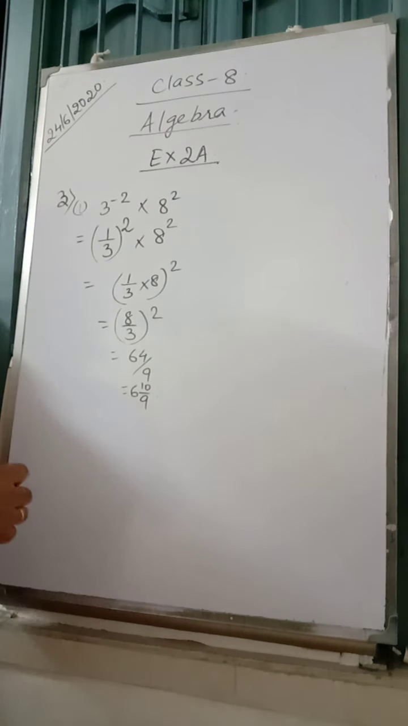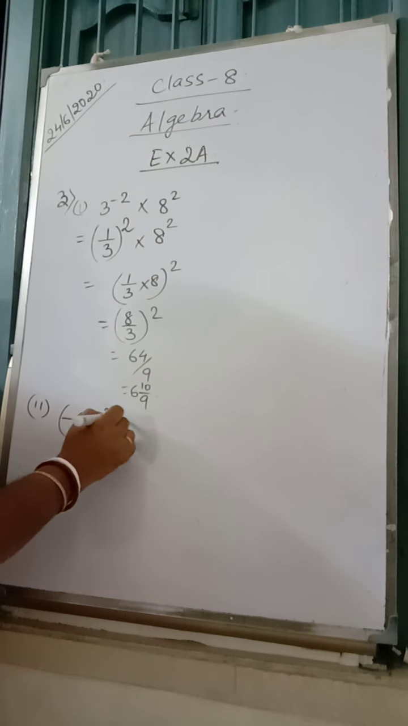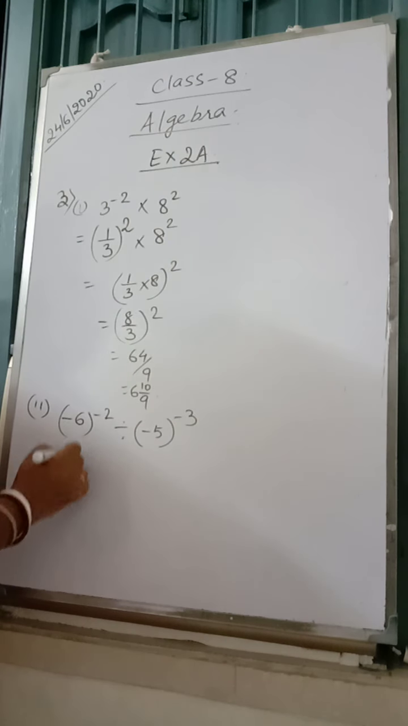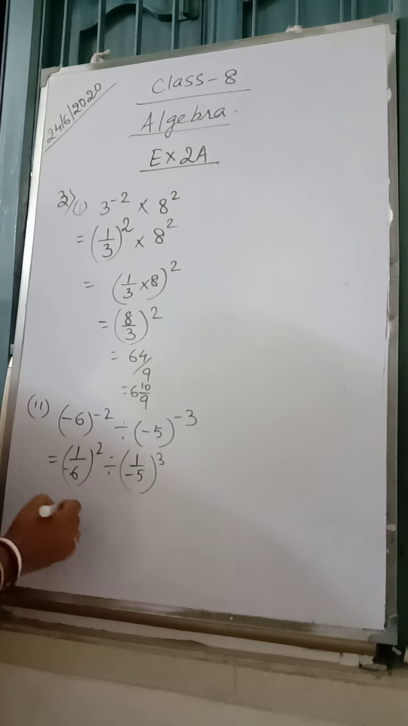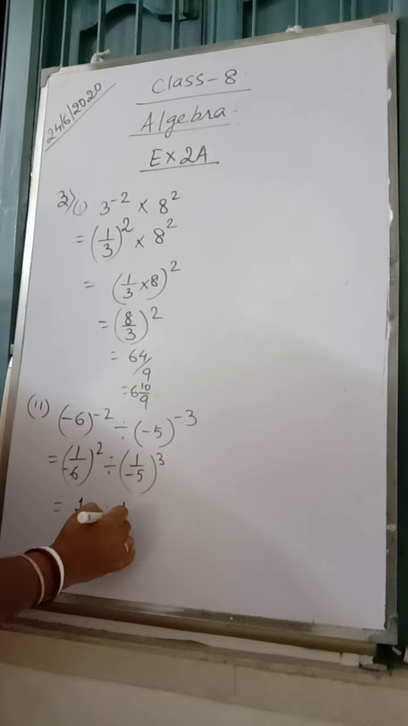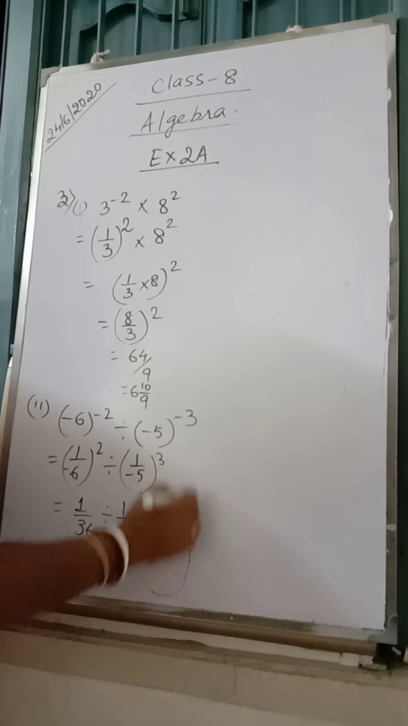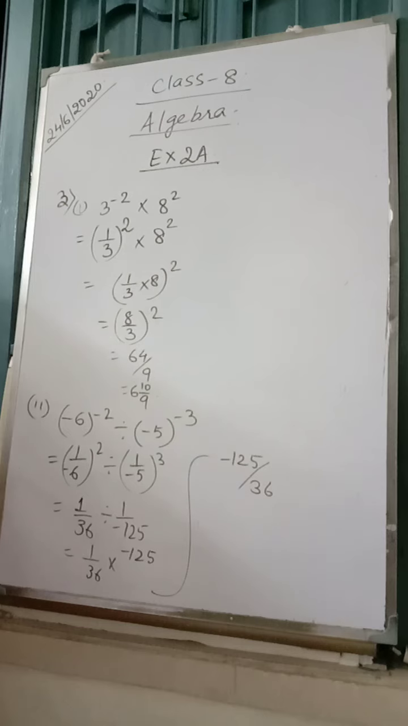This is number 1. Look at number 2. Here it says minus 6 to the power minus 2 divided by minus 5 to the power minus 3. So what are we going to write? 1 by minus 6 to the power 2 divided by 1 by minus 5 to the power 3, or 1 by 36 divided by 1 by minus 125, or 1 by 36 into minus 125. The answer is minus 125 by 36. Okay.